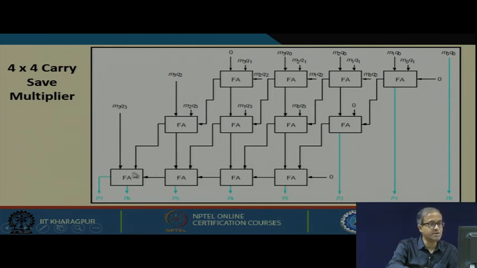So here I have shown a ripple carry adder. This can also be a carry look ahead adder, no problem. This will be generating the remaining 5 bits of the product. So if we have a circuit like this, you can carry out multiplication much faster, using carry save adders.